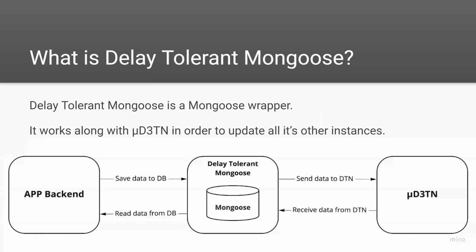So going back to the previous image, we have here that the delay tolerant mongoose connects to micro-DTN via a socket connection, and it uses that socket connection in order to send updates and receive updates from other databases.